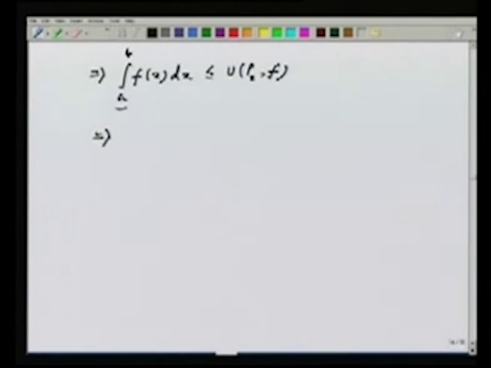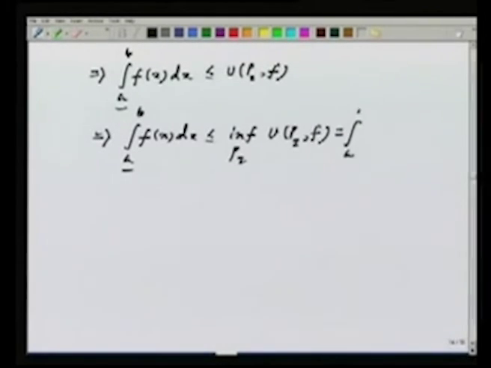This then implies that the integral from a bar to b of f(x) dx is less than or equal to the infimum over P2 of U(P2, f). But this is by definition the integral from a to b bar of f(x) dx. So the relation is proved. Now I will just give you an example to show that not every bounded function is Riemann integrable.